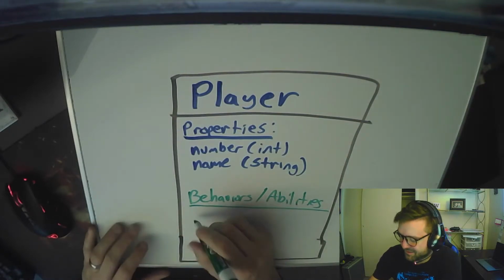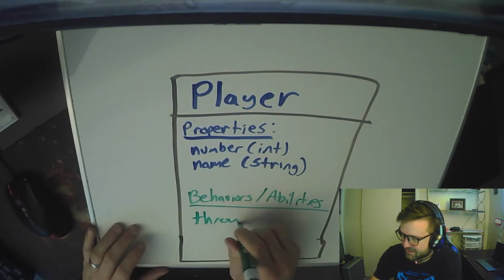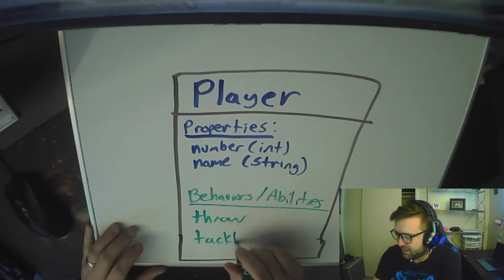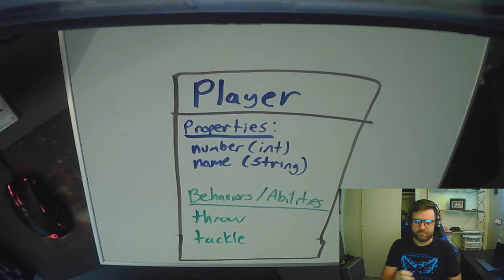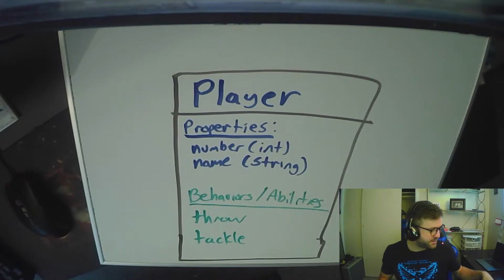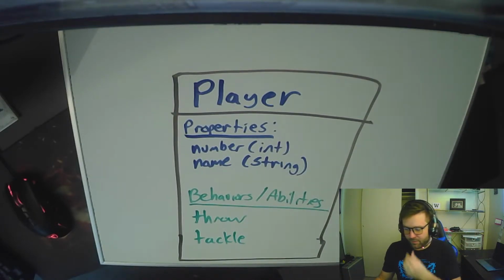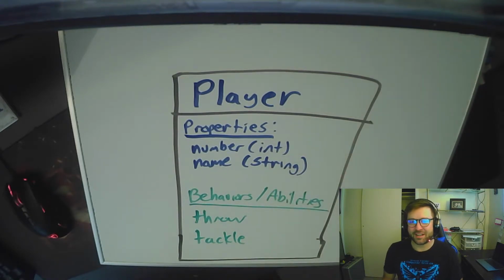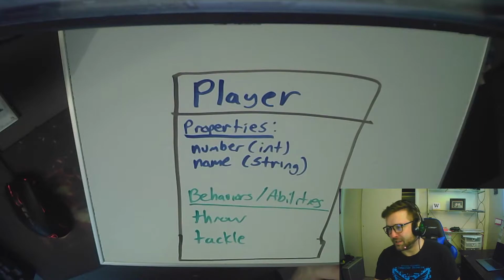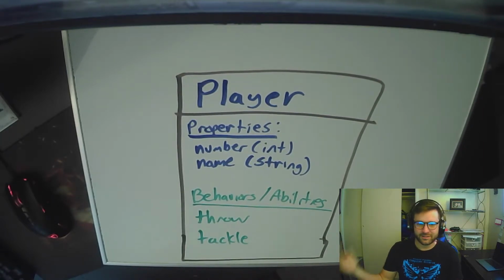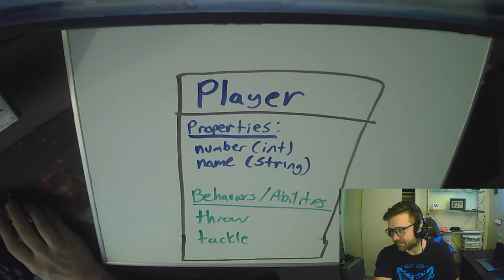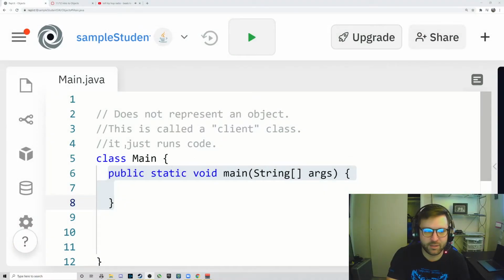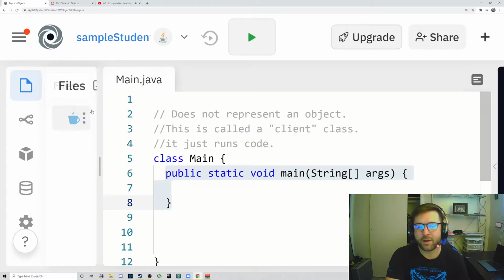Throw. Okay. All right. And then maybe one more just for fun, like tackle. All right. So essentially this is it. A player is, for the sake of our example, something with a number and a name that can throw and that can tackle. Of course we'd want to make this more intense and more robust if we wanted to really represent a player. There you go. There's so much more stuff we could do, but let's go ahead and go back to Replit, and we'll talk about how to make this happen.